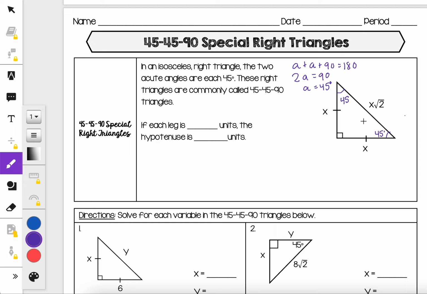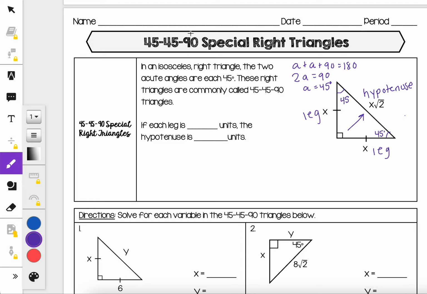Now, in this right triangle, we have our legs. So we're going to have two legs. And because this is an isosceles triangle, we know those two legs are going to be congruent. And then we have the hypotenuse of our right triangle, which is that side across from your 90 degrees. It is the longest side of a right triangle. In these 45, 45, 90 special right triangles, these sides are going to have a special relationship.